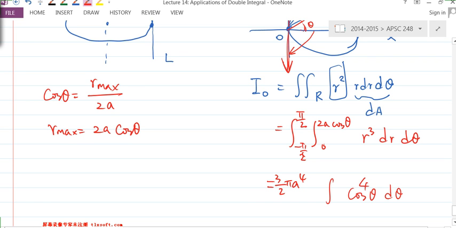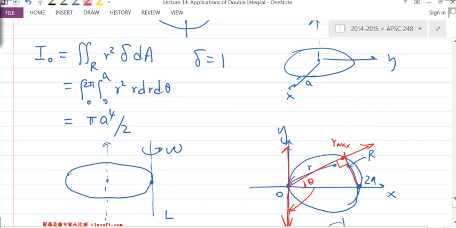The last minute I want to say is, you do have a very neat theorem, which has nothing to do with the double integral, to calculate this moment of inertia for this particular case. Can anybody enlighten me here? Exactly, the parallel axis theorem. Because the two axes are parallel, and we already have the moment of inertia about this axis.